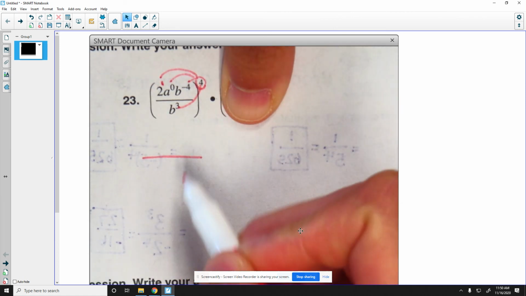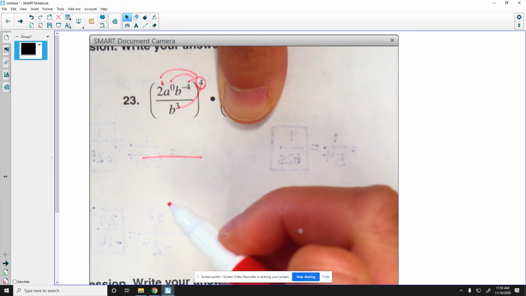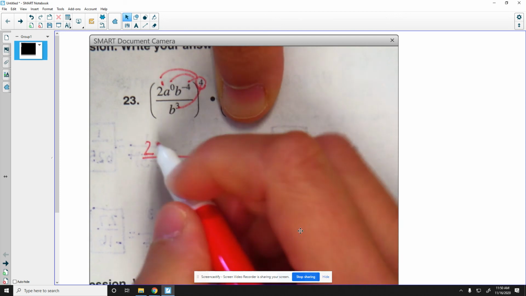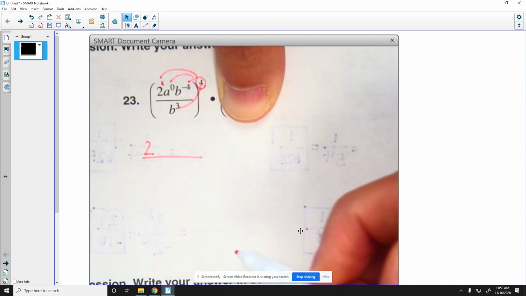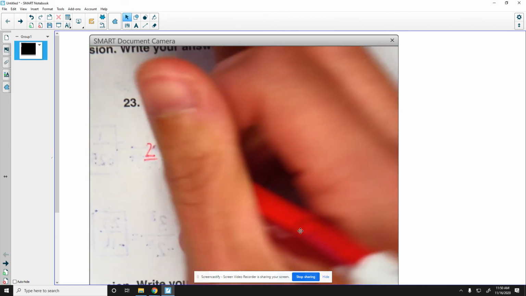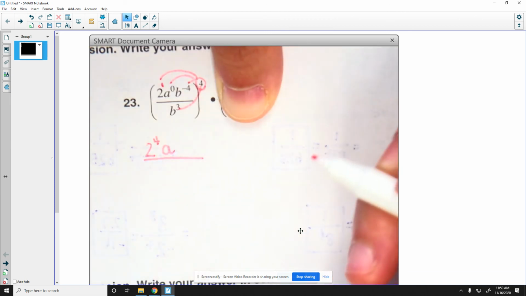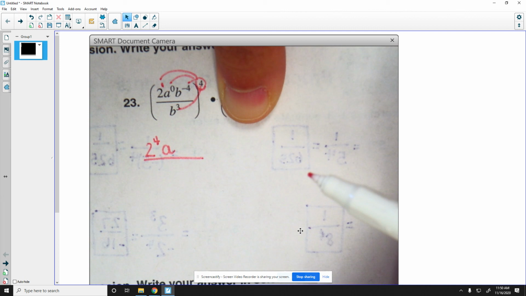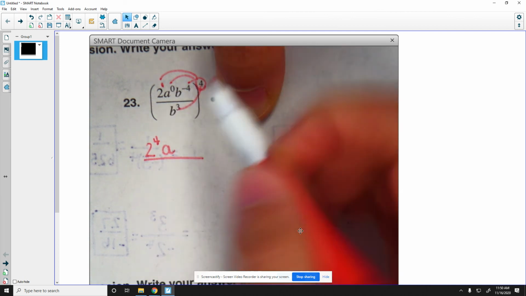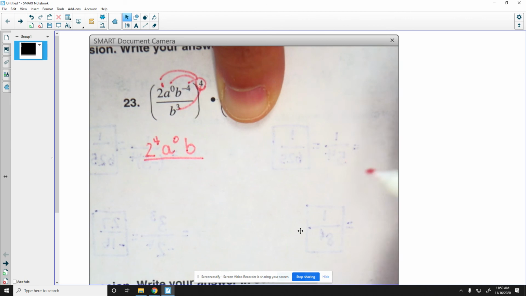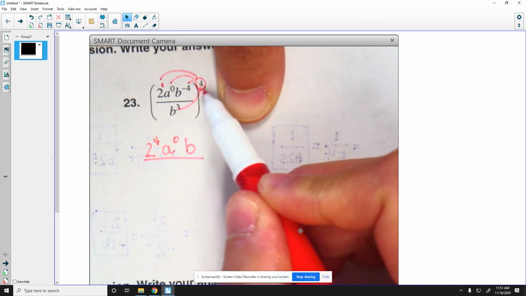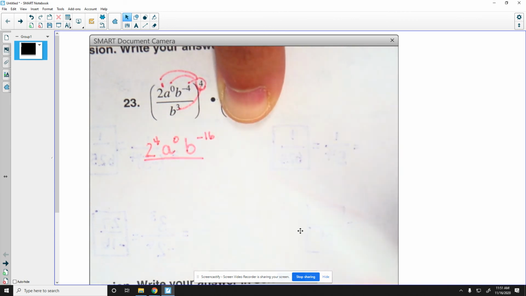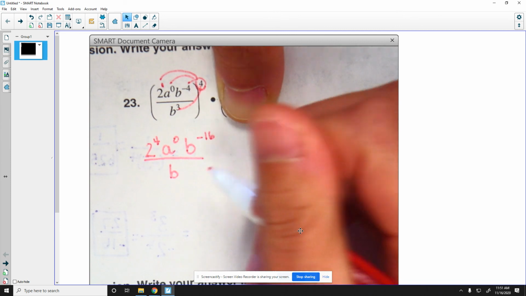So I'm just going to start multiplying, distributing the 4. So online kids, you are up. This problem is yours, okay? So online kids, I have 2 to the what? 1. 4, because 1 times 4 is 4. A to the what? Negative 16. 0, because 0 times 4 is 0. Okay, online kids, B to the what? Negative 16. Okay, the bottom, B to the 12.